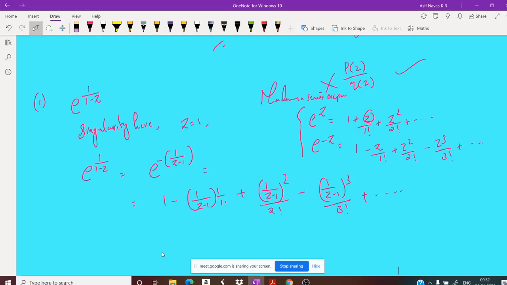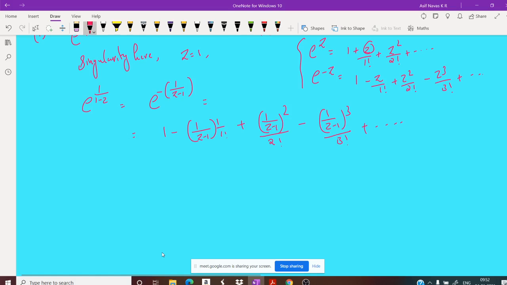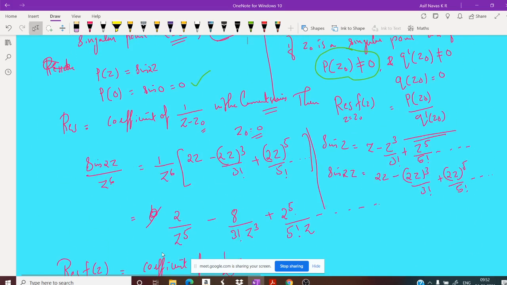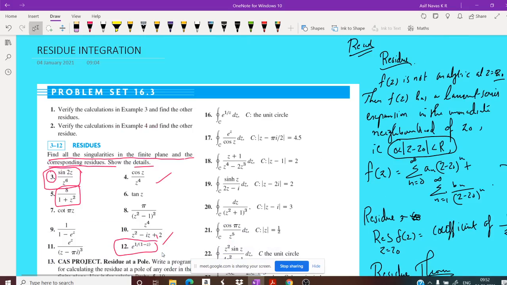So what is the residue? Residue of f of z at z equal to 1. We know that it is the coefficient of 1 by z minus 1. So what is the coefficient of 1 by z minus 1? Sorry, minus 1. Good, minus 1. So the residue is minus 1. Okay. So for doing this, you have to practice a lot of problems.